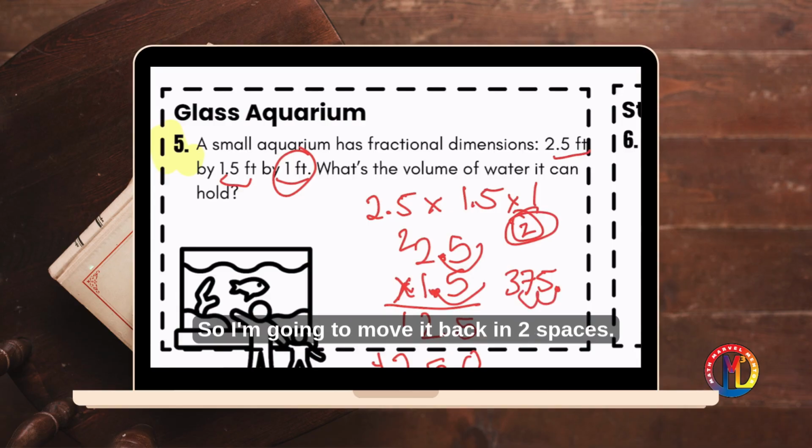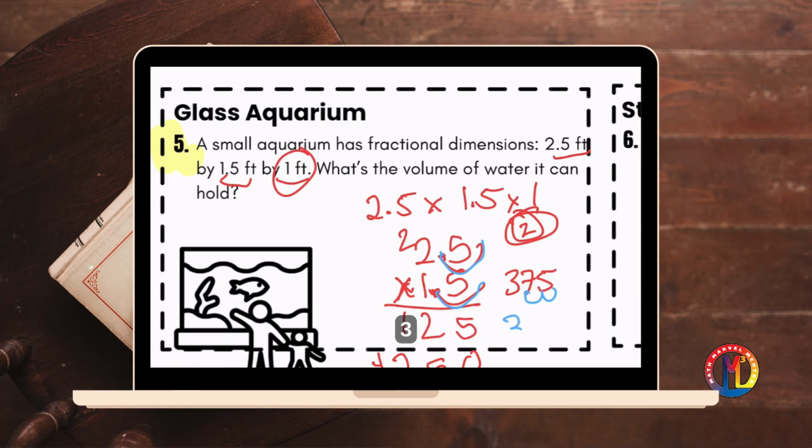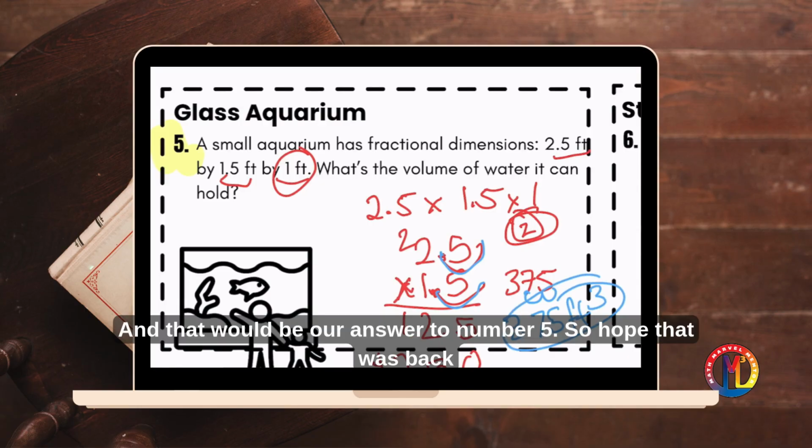I moved my decimal point out 2 spaces, so I'm going to move it back in 2 spaces. I moved it out here, I'll highlight it in another color. We moved it out 1, 2 times, or move it back in 1, 2 times. So my answer is 3.75, or 3 and 75 hundredths, feet cubed. And that would be our answer to number 5. Not too bad, right?